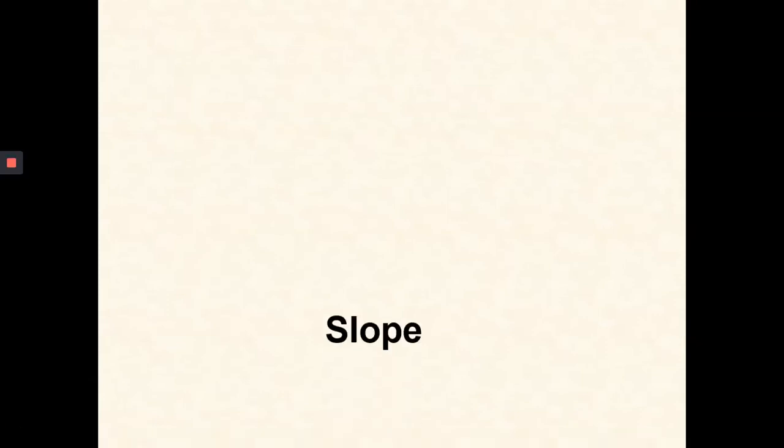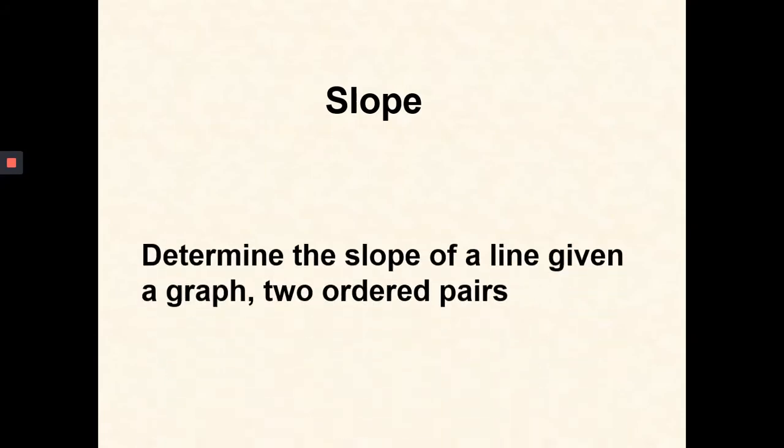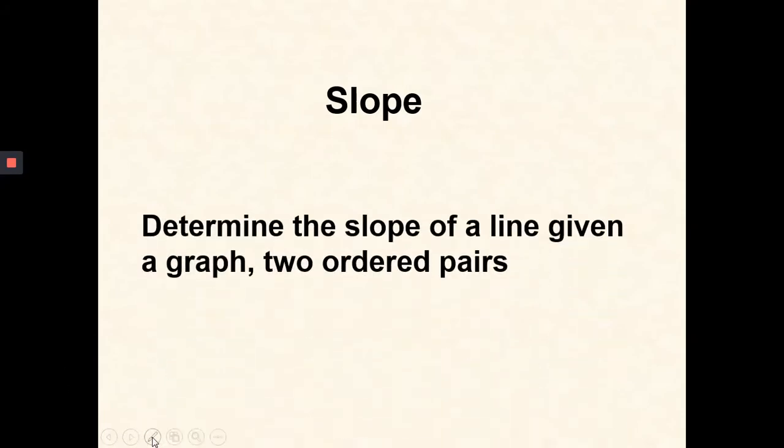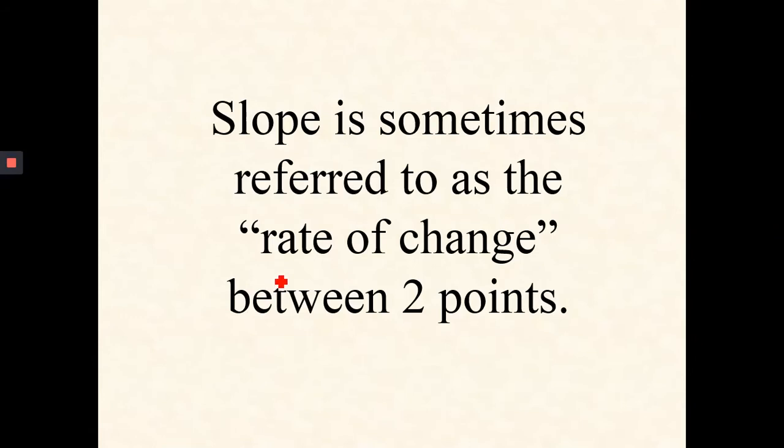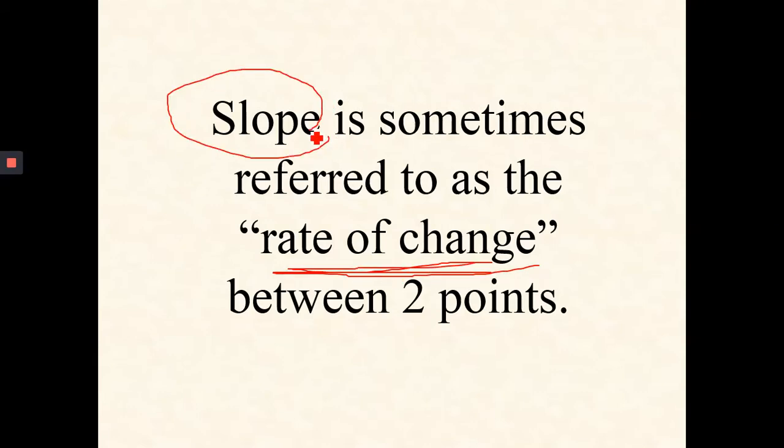Okay, hello. This time we're going to discuss slope. And here we're going to determine the slope of a given graph or the slope of two ordered pairs. Okay? So slope is sometimes referred to as the rate of change. So once you encounter the words rate of change, it refers to slope.